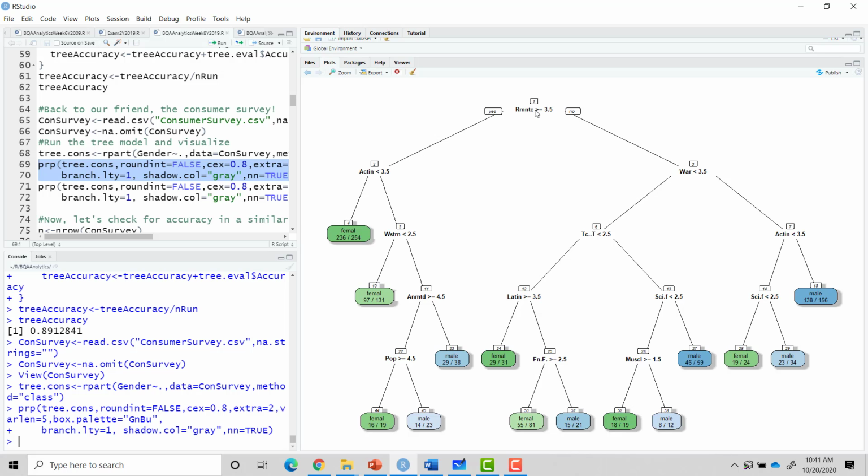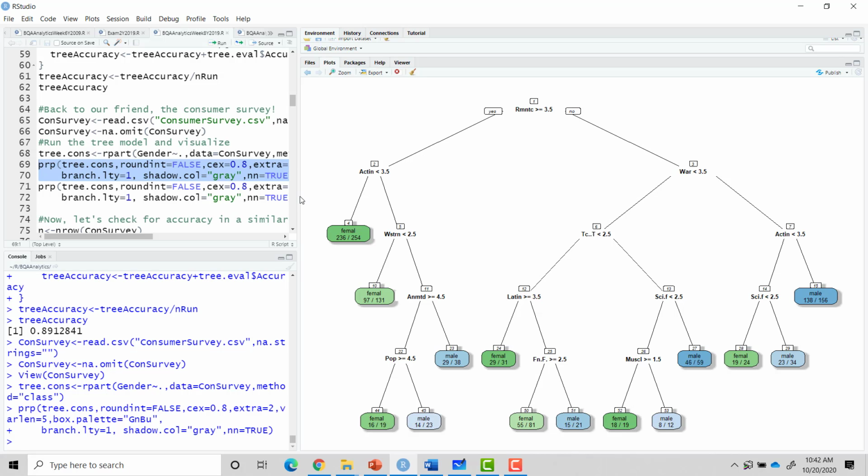Conversely, if I'm greater or equal to 3.5 on romance, and yes, I am less than 3.5 on action, then I'm classified as female. And 236 people out of 254 people in that bin are females. So again, important things to remember: yes is to the left here, and no is to the right. You go to a node, you look at the inequality, and if it's a no, then you flip it. So here it's romance is greater or equal to 3.5. So this branch is romance is less than 3.5. And the yes branch is romance is greater or equal to 3.5.